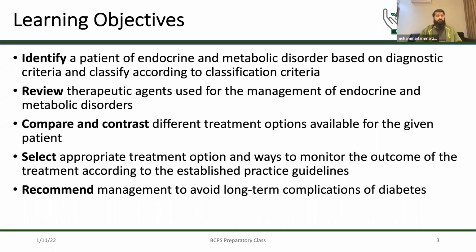We will review therapeutic agents used for the management of endocrine and metabolic disorders, and we will compare and contrast different treatment options, which ones are good, which ones are better than the others according to the recommendations. And we will try to select appropriate treatment options and ways to monitor the outcome of the treatment according to the established practice guidelines. And obviously, some of these diseases have long-term complications, for example, diabetes. So we will also briefly look at how we can manage the long-term complications of diabetes.